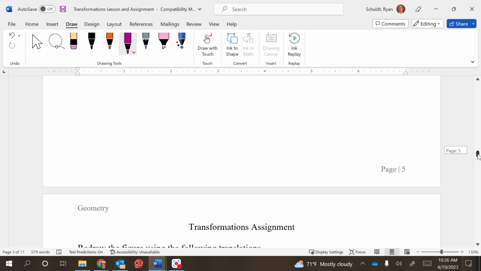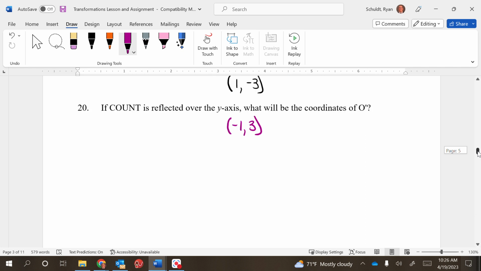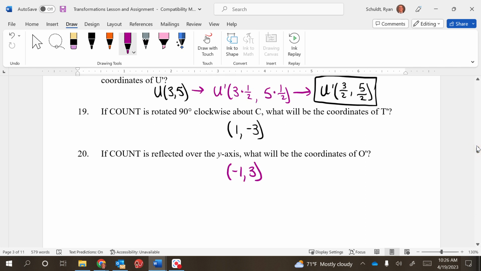Okay, so I know this was a long lesson. This is all we're doing today. We're not doing the assignment today. That'll be tomorrow. That'll be the next day. For now, this is it.